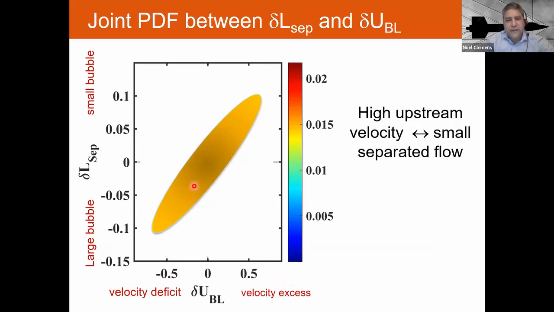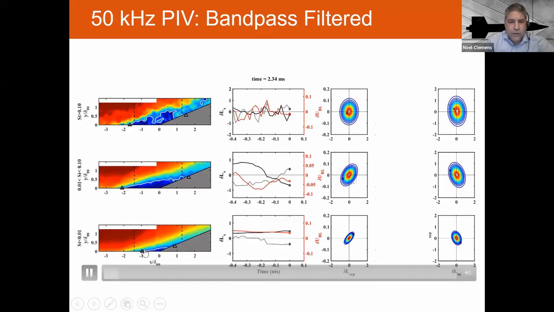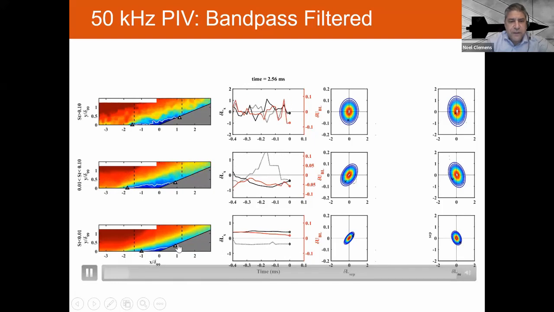If you get a thing that looks like this, like a diagonal kind of PDF, that says there's a good correlation between these two quantities, and that it's consistent with that momentum hypothesis that high upstream velocity causes a small separated flow. However, if it looks like this, then they're just not correlated. So this is the low frequency band, and this is the mid frequency band. This is the high frequency band.